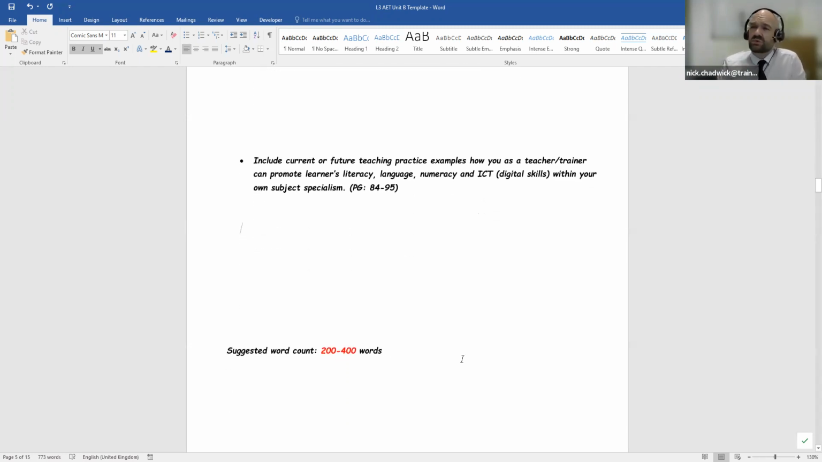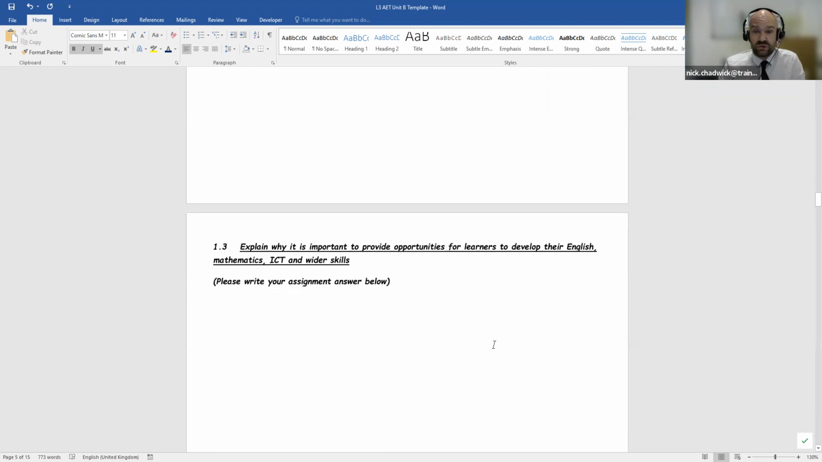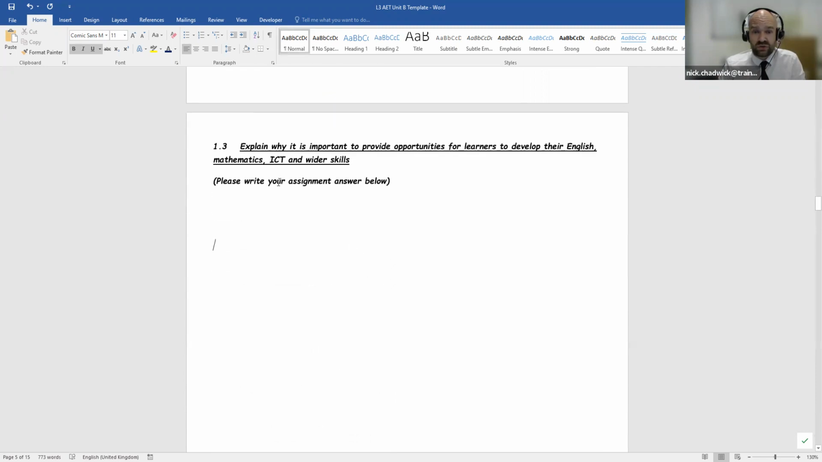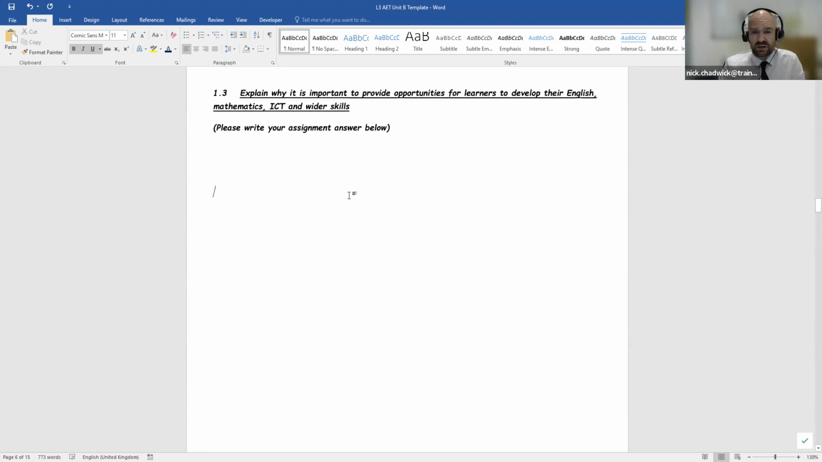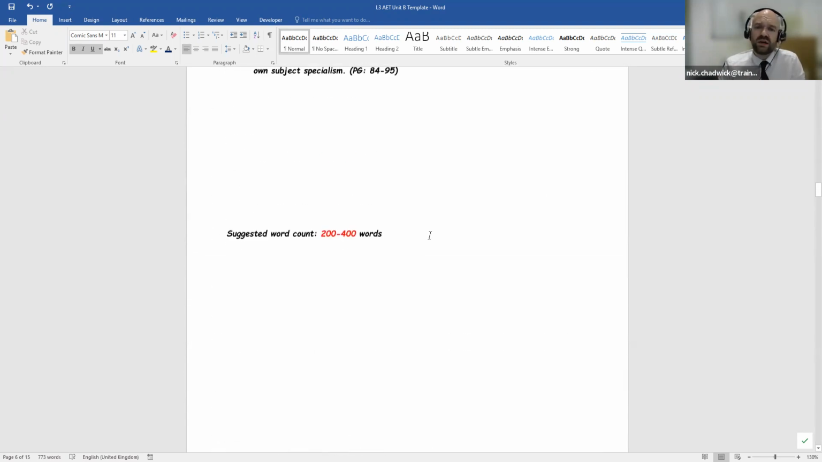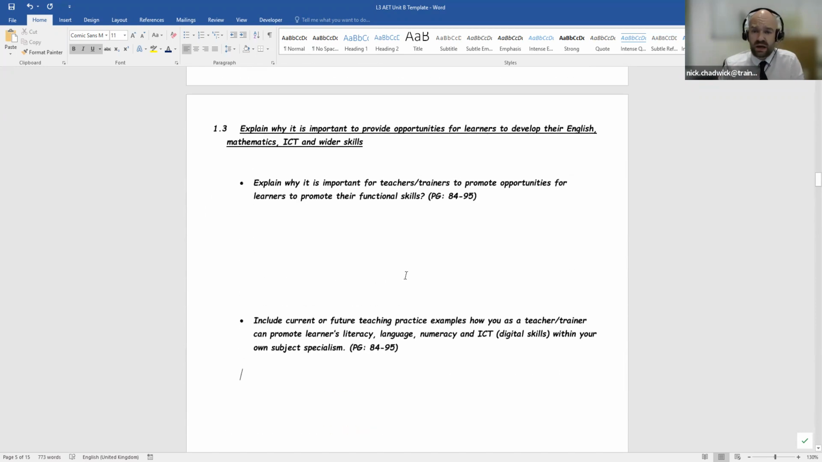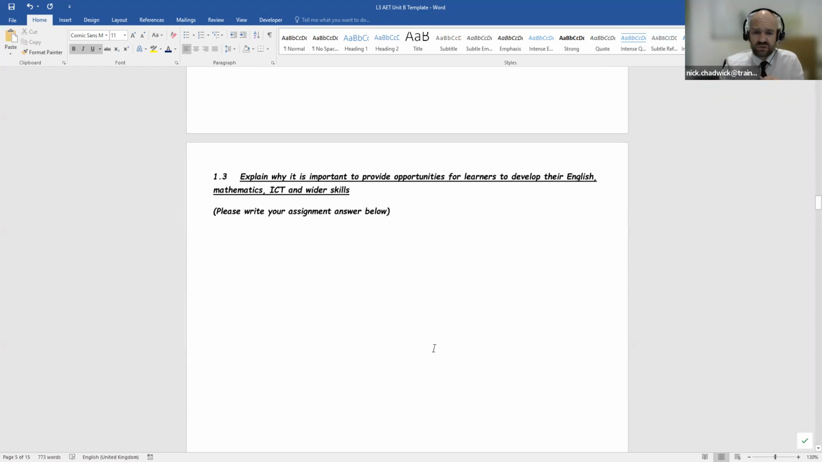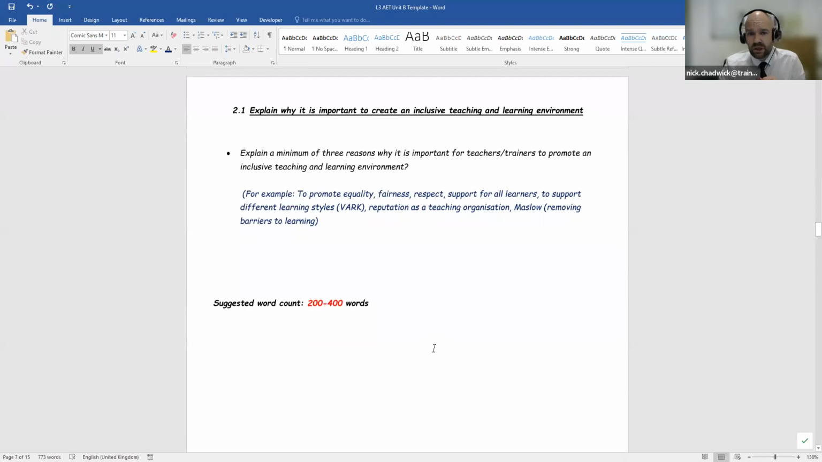Once again, the suggested word count is between 200 to 400 words. You can, of course, write as much information as you wish, and you can write within this assignment section here, this blank page, or if you find it easier, you can write your answers underneath the bullet points to help structure your answer there. So you've got a couple of options with how you present your assignments. Okay, so we're well underway with assignment B.